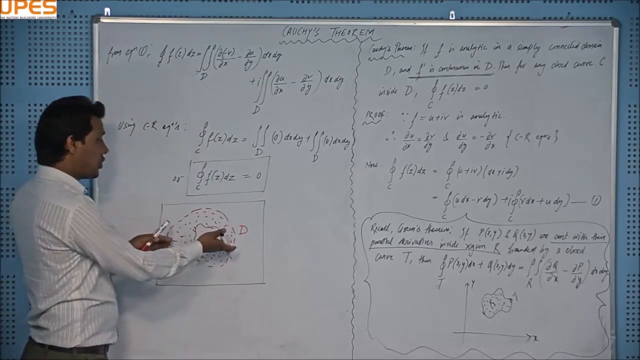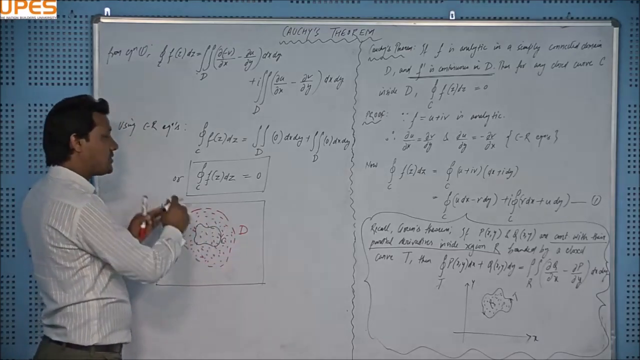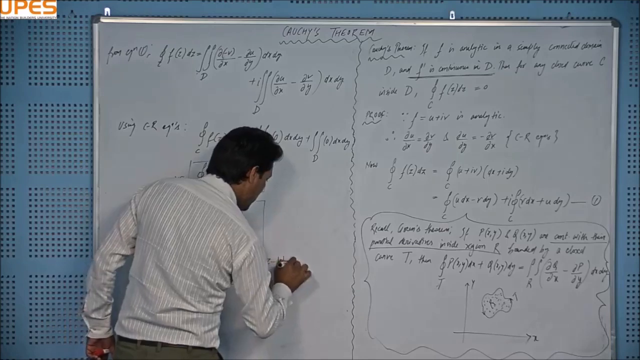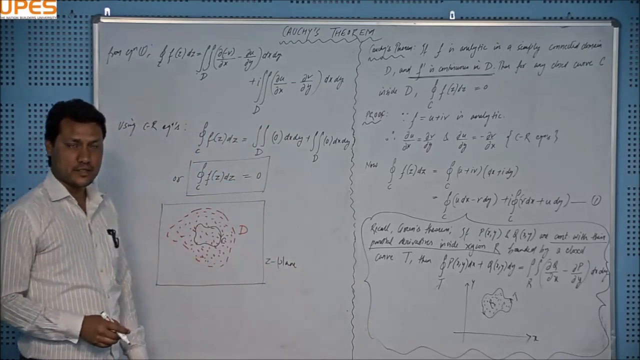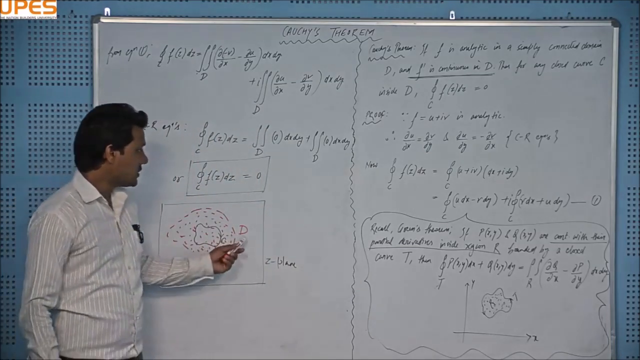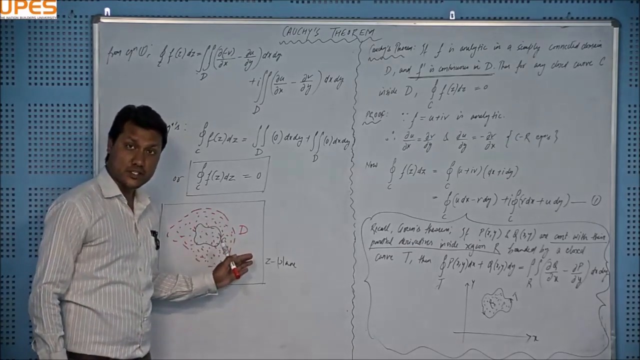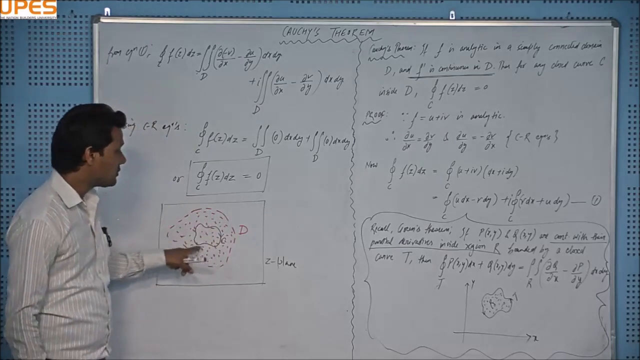And obviously this domain lies on the complex plane. I will write complex plane here. On the complex plane you have a simply connected domain D. And inside that simply connected domain D you have a closed curve C.